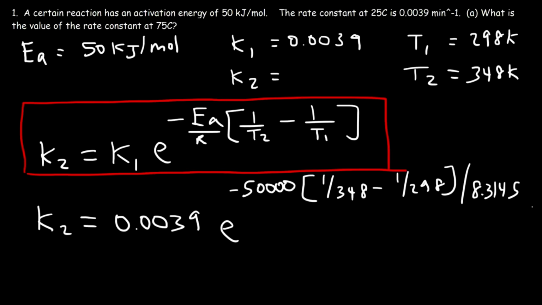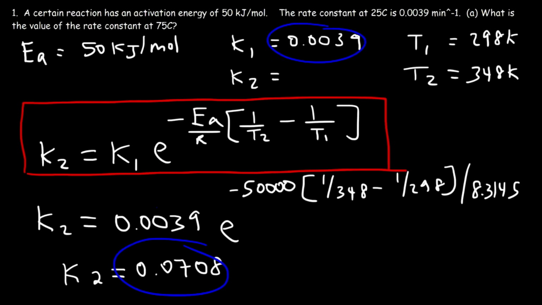So if you type this entire thing the way you see it, or you can do it one step at a time, you should get this answer. K2 is 0.0708. So notice that K2 is greater than K1. 0.07 is greater than 0.003. Now this answer makes sense because the second temperature is higher than the first temperature. And as you increase the temperature of a reaction, the rate constant will increase. And when the rate constant goes up, the rate of the chemical reaction will go up as well. And so that's it for this problem.